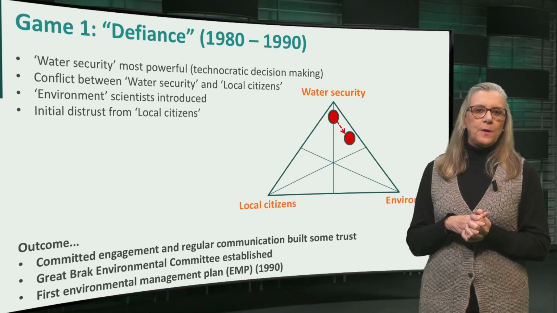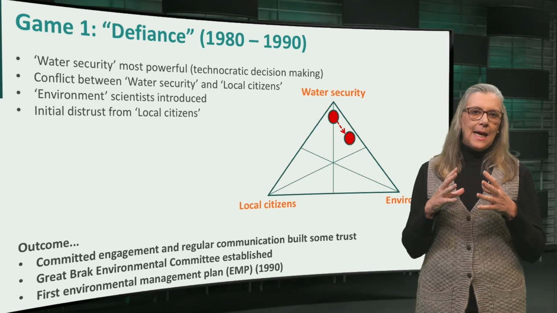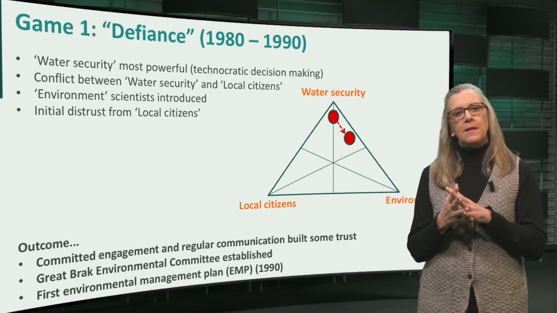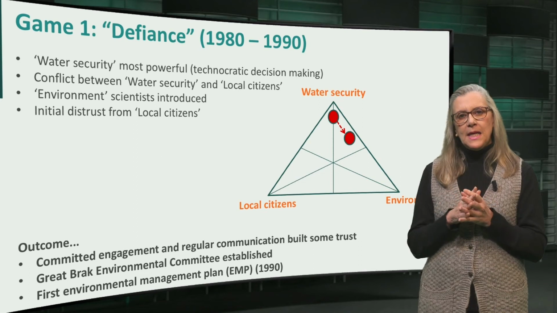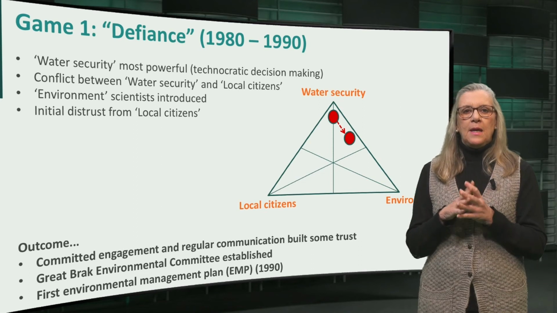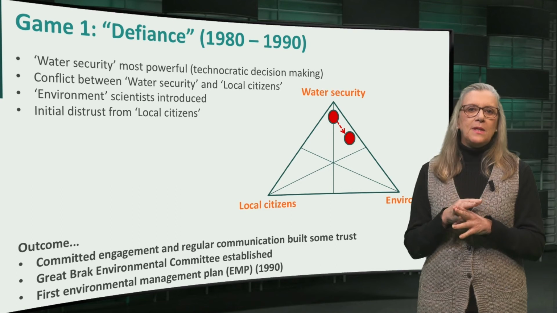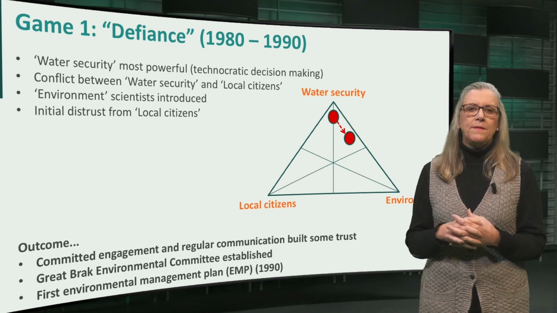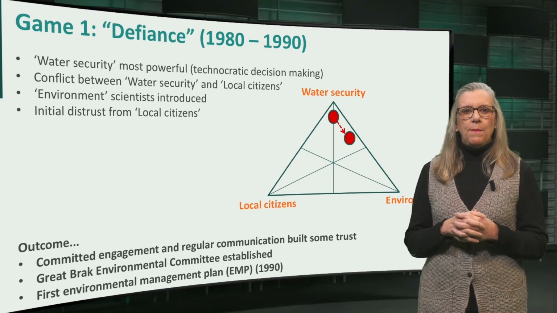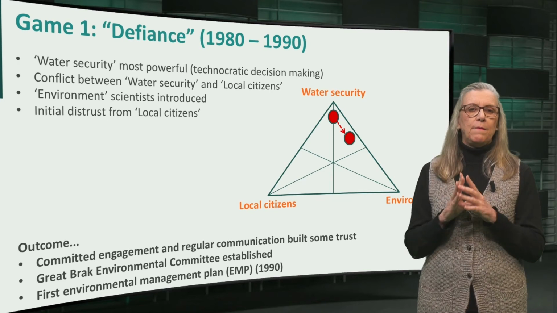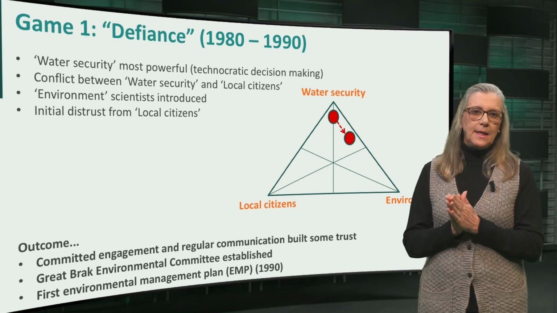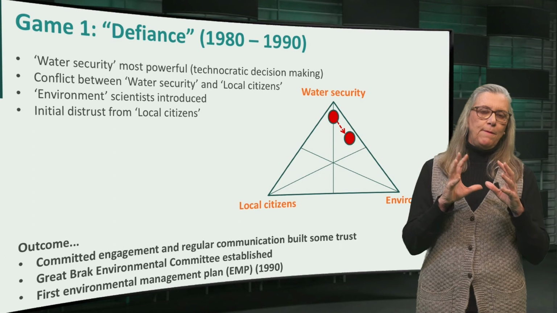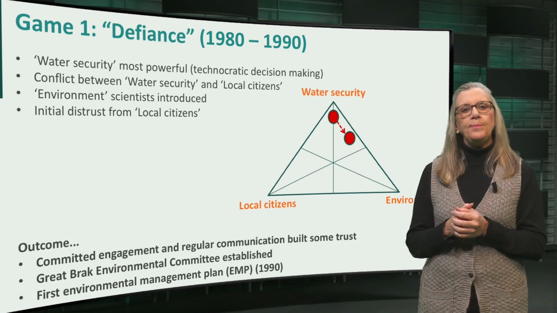Then the game unfolds, and a committed engagement and regular communication start to occur between the authorities and the scientists. And despite heated discussions at times, a dedicated environmental committee was established that also included local representatives. The outcome of this game was the adoption of the first environmental management plan in 1990. So the Environment Coalition gained some influence during this game.